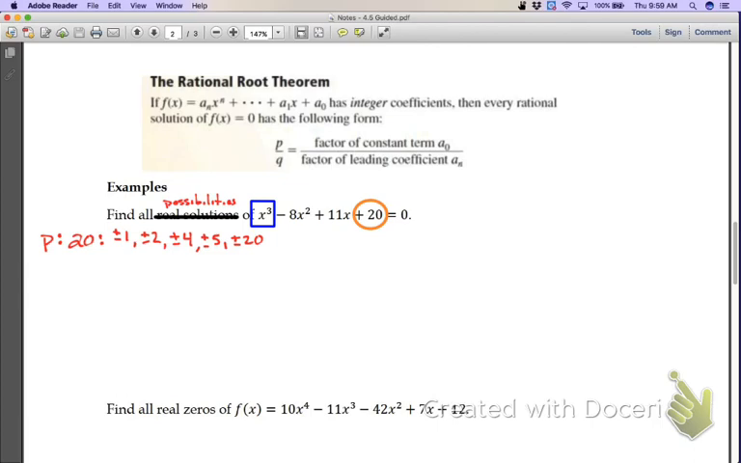The second part of this then is my q. So q, what is my lead coefficient? What is the number in front of x squared? 1.